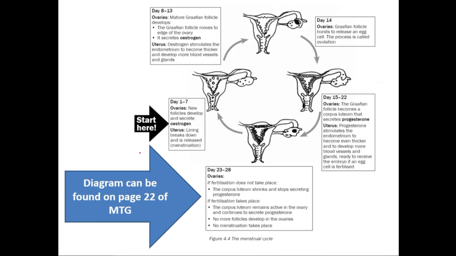Okay. So let's see what happens in the menstrual cycle. Here is the full menstrual cycle. And here you'll see is day one. You start here by day one to day seven. And during day one to day seven, the ovaries develop new follicles and they secrete estrogen. Remember, what makes the follicles develop? It's the hormone FSH. I'm making sure you use the correct terminology here. So FSH is released and it stimulates the ovaries to produce new follicles.